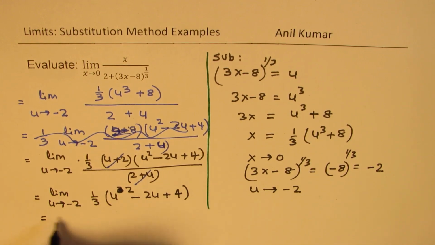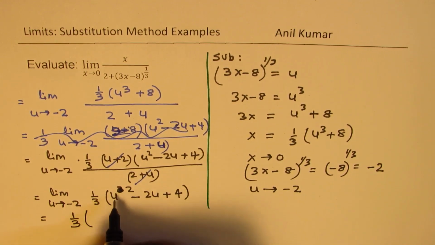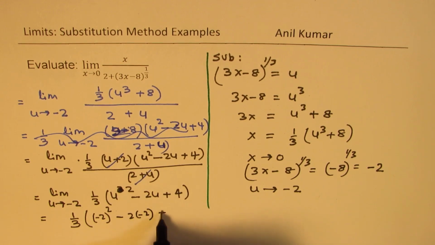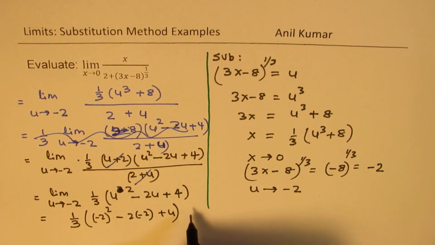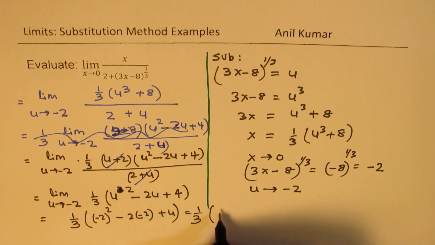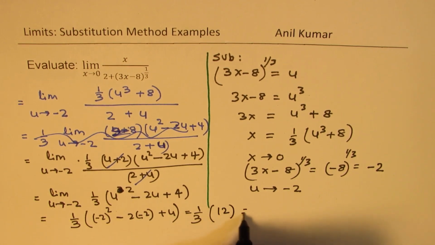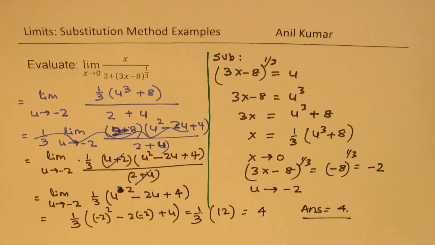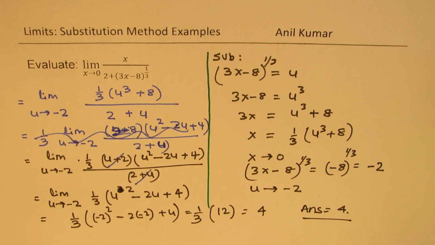So when you substitute this, you get 1/3 of, so minus 2 square, which is 4, minus 2 times minus 2 plus 4, correct? So this is equal to 1/3 of 4 plus 4, this is plus, right? Plus 4, 12. So 1/3 of 12, which is equal to 4, correct? So this limit answer is equal to 4. Is that clear to you, right? So that is how we are going to answer this question. So I hope the steps are clear, right?